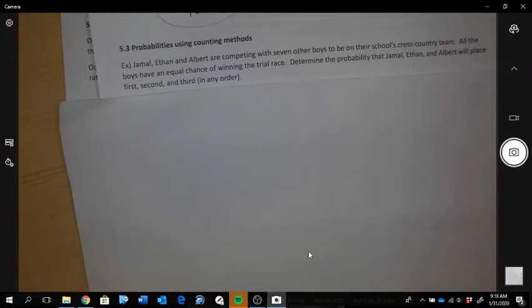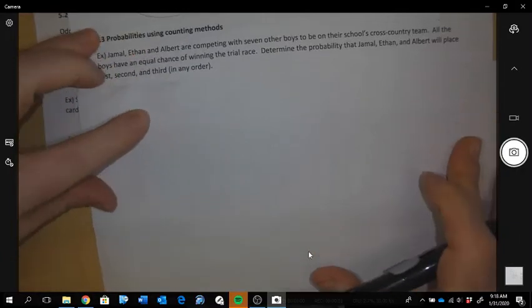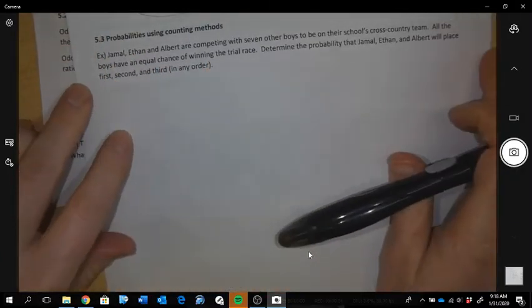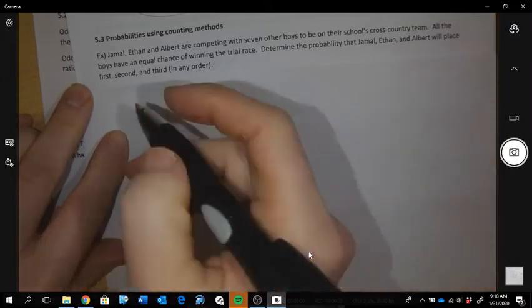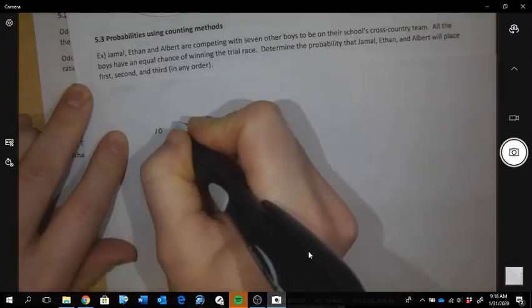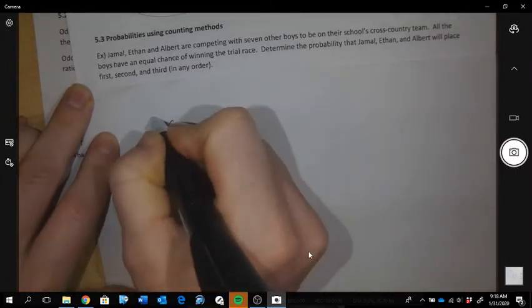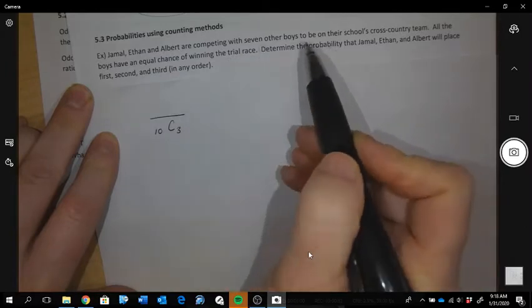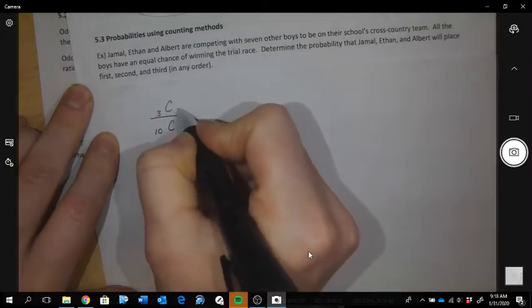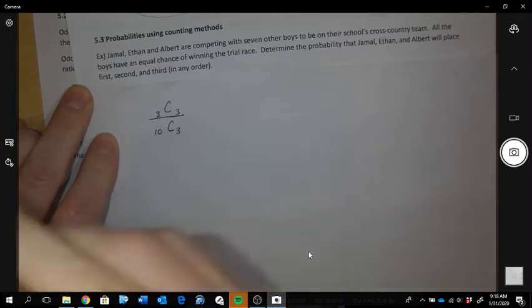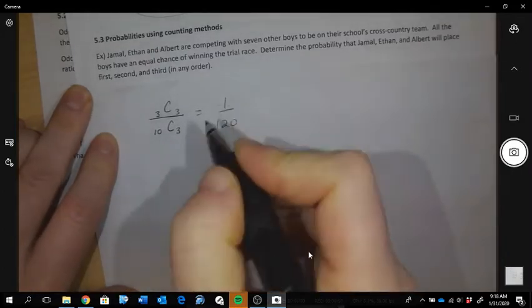Okay, so let's talk about altogether and also what we have. So altogether there is 10, okay? 10, and you would choose 3 to finish first, second, and third, because order doesn't matter, so we're doing a C, a combination. Okay, so that is the altogether. So if you want the 3 of them, you would have those 3 choosing those 3. Okay, so that ends up being 1 over 120.